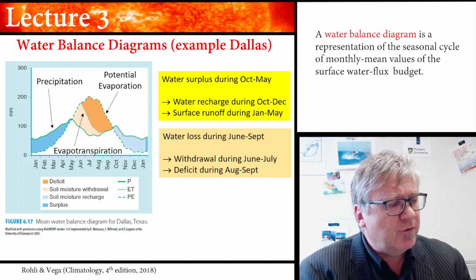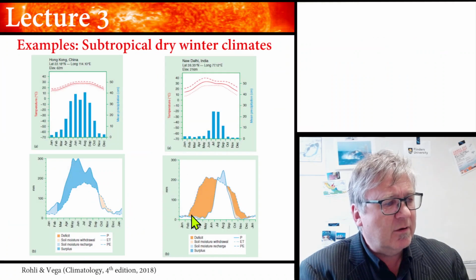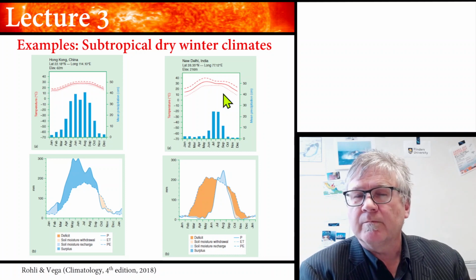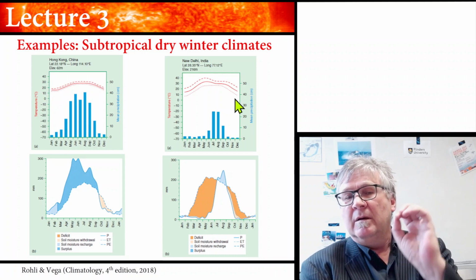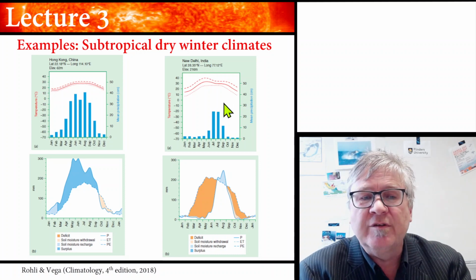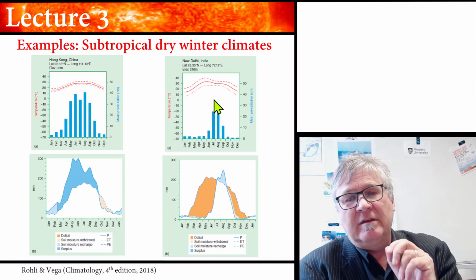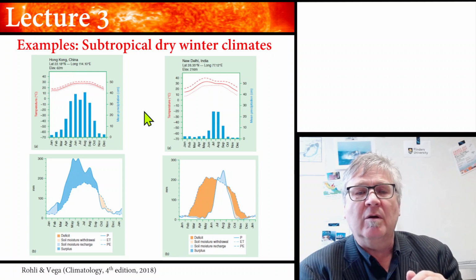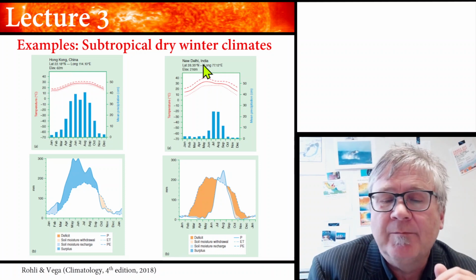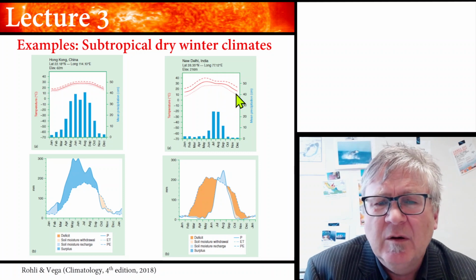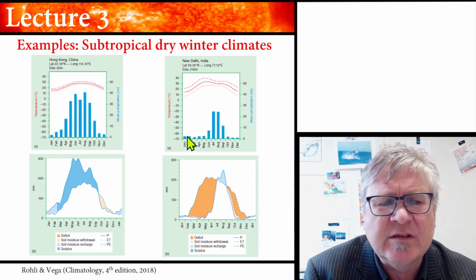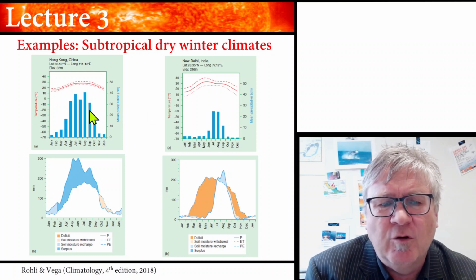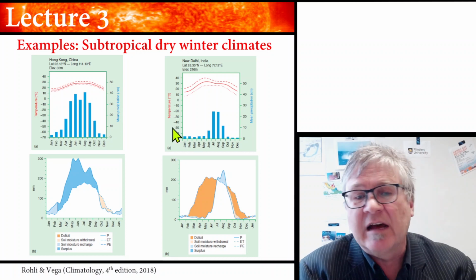All right, I want to show you more examples. Let's have a look at comparing Hong Kong with New Delhi. This is the same example that I used to discuss and compare the climographs. The climographs are shown here at the top. On the left is Hong Kong, on the right is New Delhi. You can see it looks sort of, there's not much difference, is there? You can see there's less rainfall. The rainfall over the summer months is not as big, and it starts later.